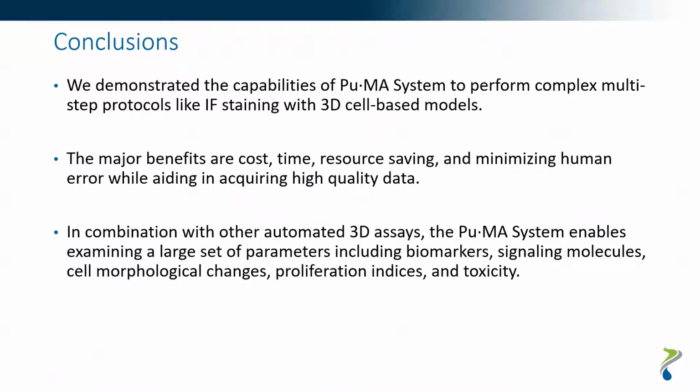And to conclude, we demonstrated the capabilities of the Pu.MA system to perform complex multi-step protocols like IF staining with 3D cell-based models. The major benefits of the platform are cost, time, and resource saving, and minimizing human error while aiding in acquiring high-quality data. In combination with other automated 3D assays, the Pu.MA system enables examining a large set of parameters, including biomarkers, signaling molecules, cell morphological changes, proliferation indices, and toxicity.